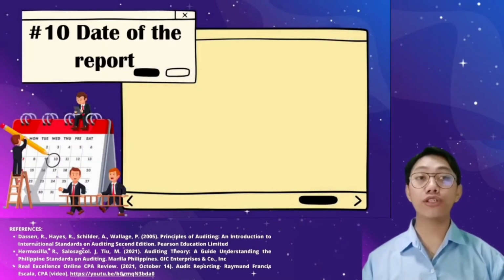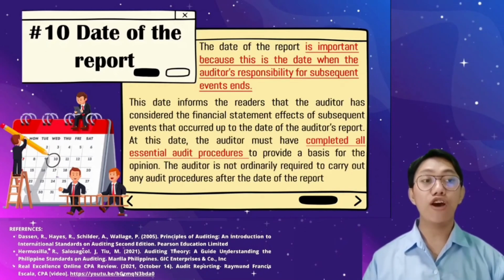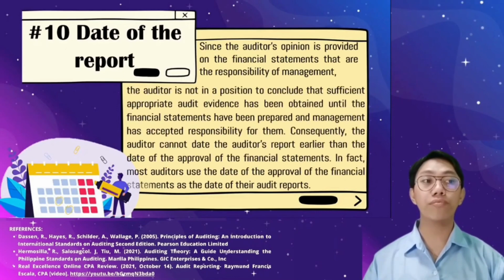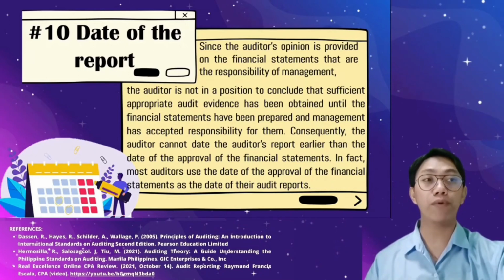So for the 10th and also the last element, the date of the report. The date of the report is important because this is the date when the auditor's responsibility for subsequent event ends. This date informs the readers that the auditor has considered the financial statement effects of subsequent events that occurred up to the date of the auditor's report. At this date, the auditor must have completed all essential audit procedures to provide a basis for the opinion. The auditor is not ordinarily required to carry out any audit procedures after the date of the report.